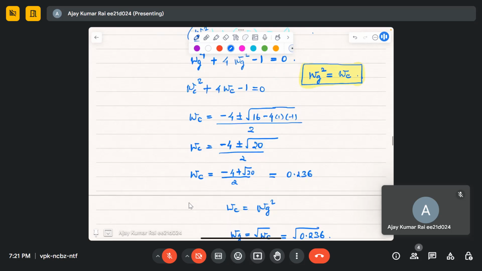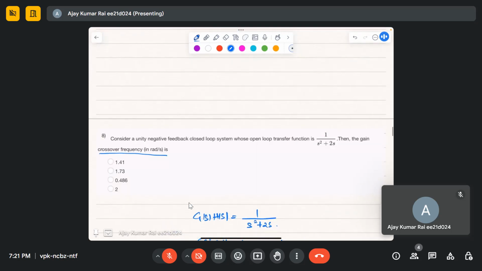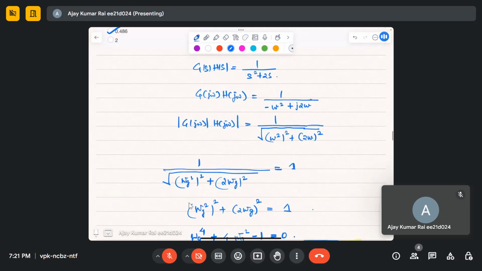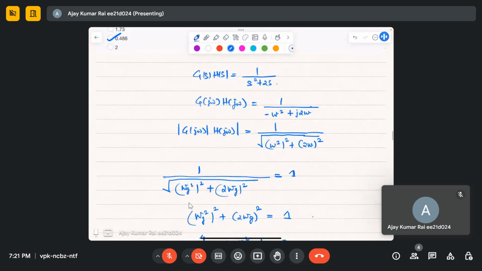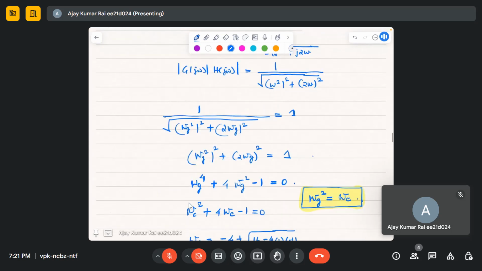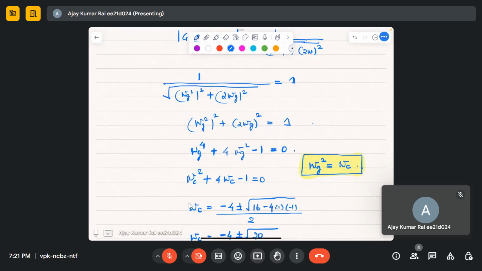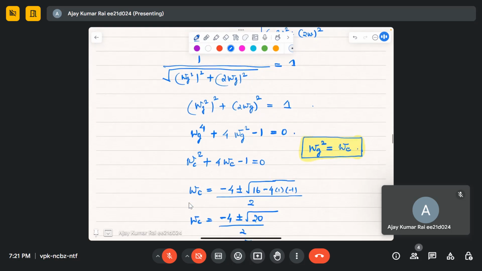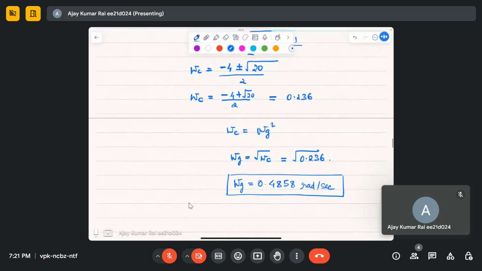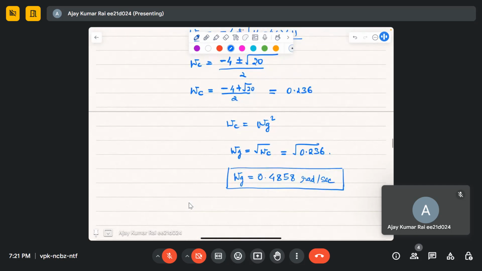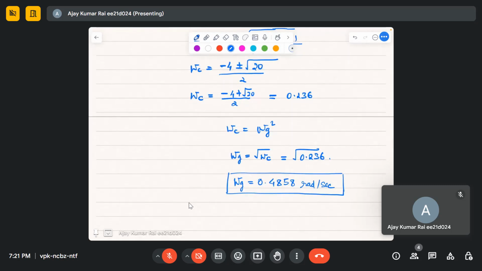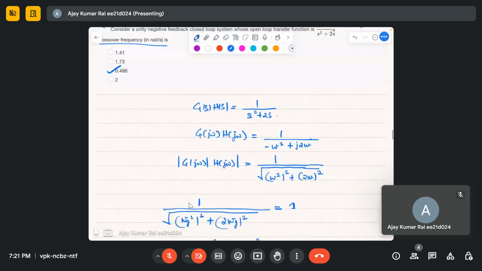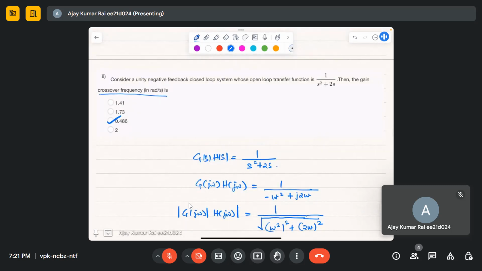Okay, so the answer is 0.486. It's a very simple question. You have to find the magnitude of the sinusoidal open loop transfer function and equate it to 1 at a frequency. So we have to find the frequency. At omega g equal to 0.4858, you'll get the magnitude equal to 1. There shouldn't be any doubt. It's a very simple question.